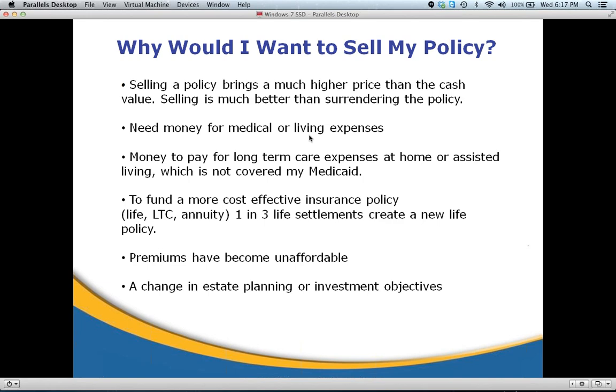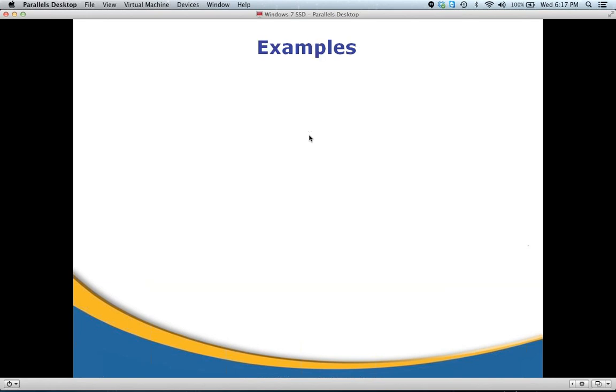And finally, a major reason is that for a lot of folks, the reason they bought life insurance no longer exists, whether it was for estate planning purposes, for estate taxes, a spouse passes away, or a business venture that had some life insurance involved that's no longer needed. As the plans change, you can liquidate that asset and free up that cash to do something else with.